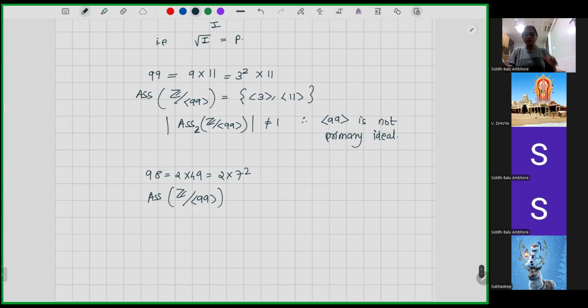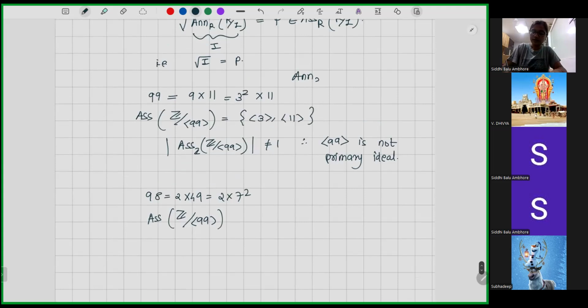Because here also note that for element 3, the annihilator is 33. Okay, annihilator of element 3 under this ideal is 33. But this is not a prime ideal. So annihilators, the ideals which are annihilators of some elements, need not be prime ideals.